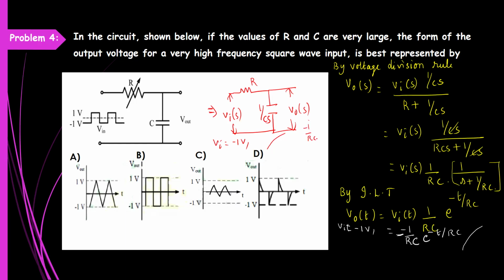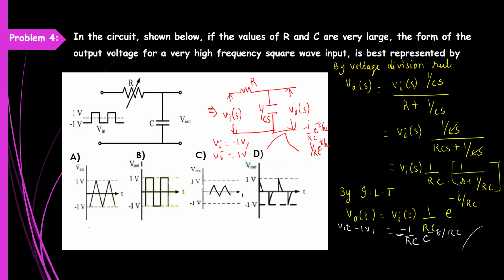minus 1 by RC e power minus t by RC. Okay. So when VA equal to 1 volt, it will become 1 by RC e power minus t by RC. It is nothing but a decaying exponential. So the curve will be like this. So let me check with the options.